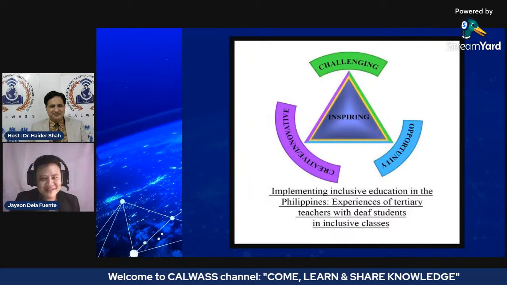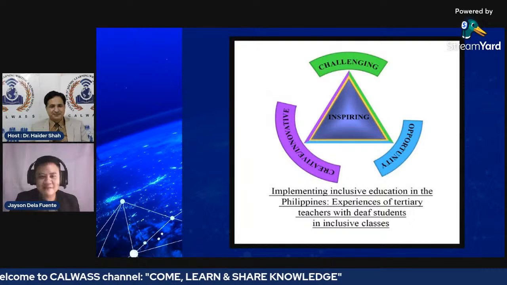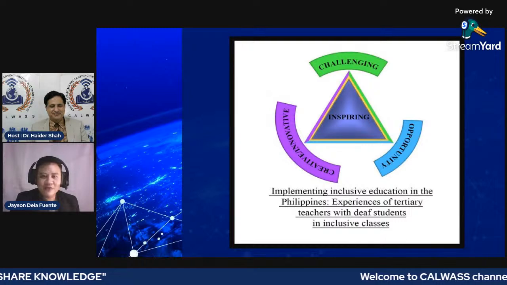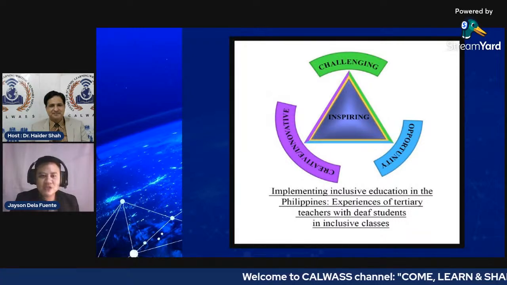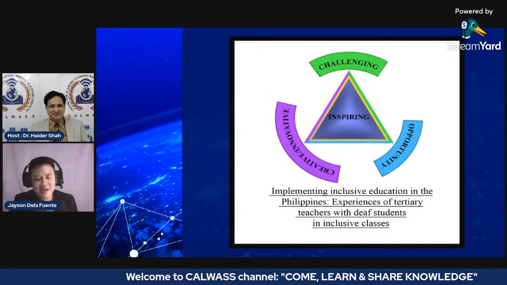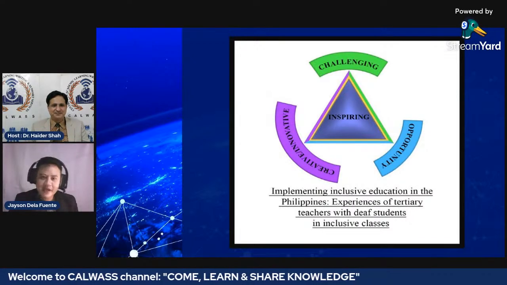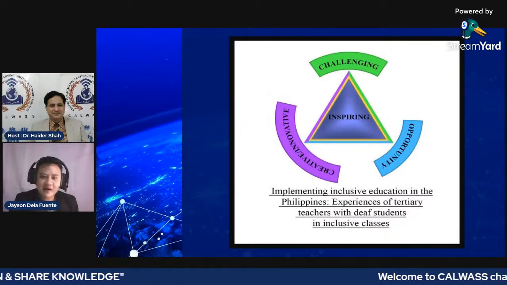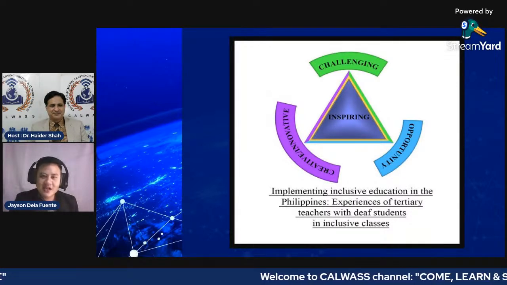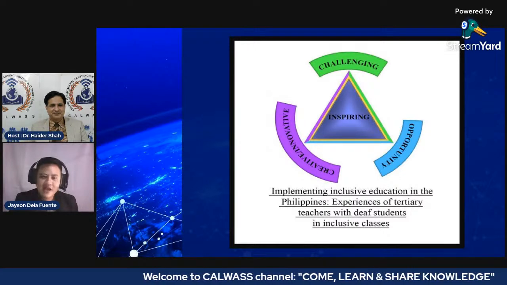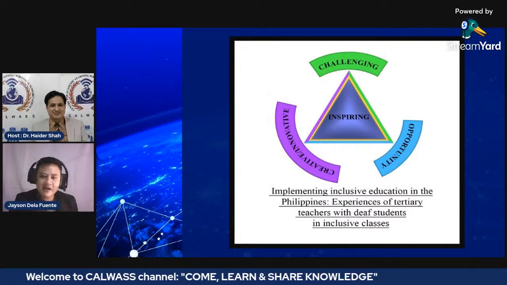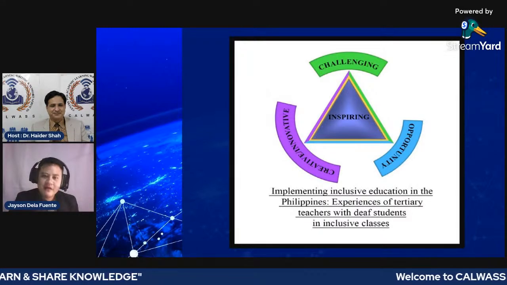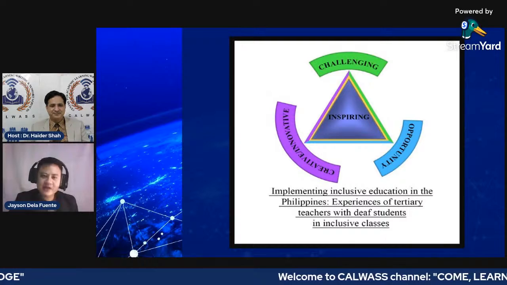If you can see in my slide, I summarized my qualitative data into this illustration. I presented my themes in a bar, in a triangle, and the bars bear the words challenging, opportunity, creative, and innovative. At the heart of the bars is inspiring. The bars are illustrated in such a way that they are in a circular motion.